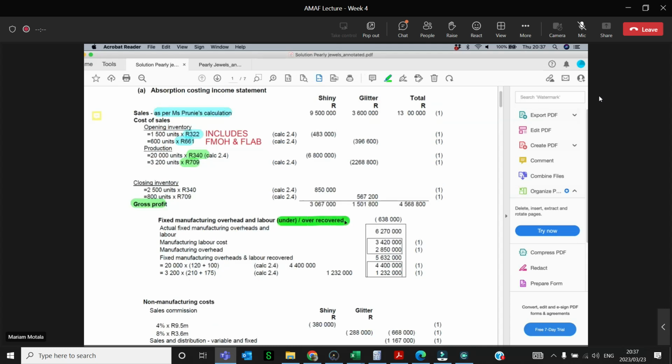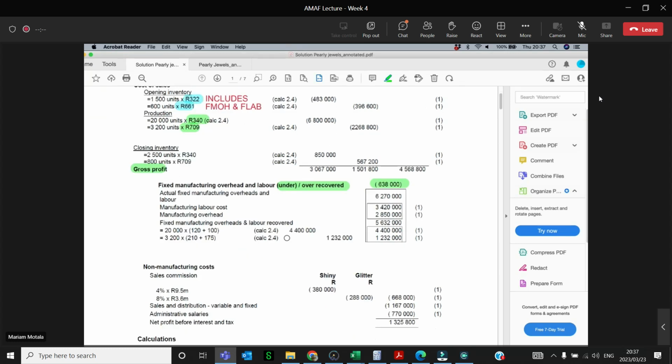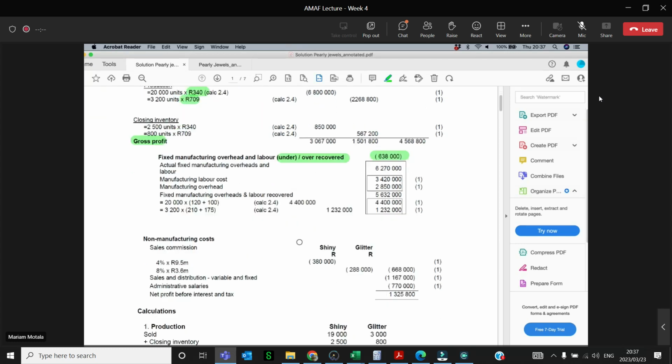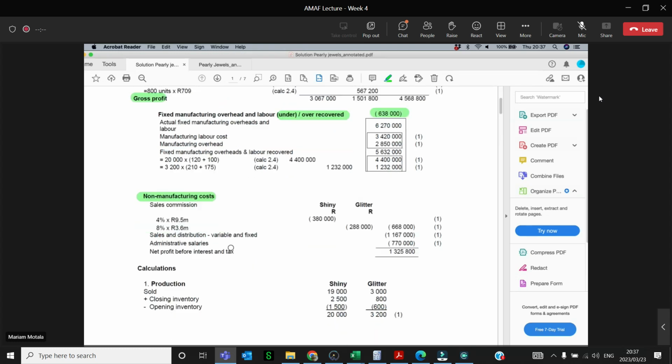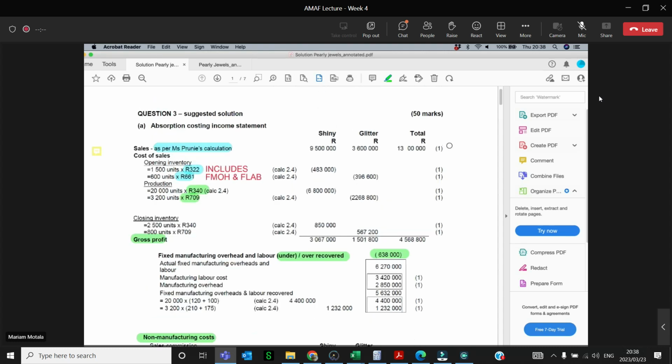You needed to come up with your over-under recovery, to come up with your adjusted profit, and then your normal non-manufacturing costs for absorption costing, which is your 4% and your 8% that we had highlighted, your variable and fixed actual costs, your admin salaries that we've recognized, non-manufacturing, and you come up with your net profit, and you would have earned your 26 marks.